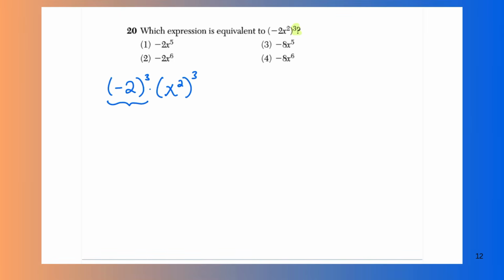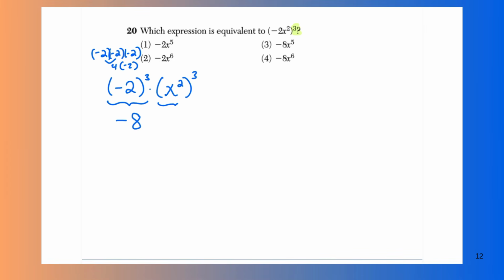So now if I evaluate this part of the expression, negative 2 cubed, you could put that in your calculator. You just have to make sure you put the parentheses around the negative 2. Or we can just multiply this out, so it means negative 2 multiplied by negative 2 multiplied by negative 2. So negative 2 times negative 2 is positive 4. And positive 4 times negative 2 is negative 8. So the numerical part of my answer is negative 8.